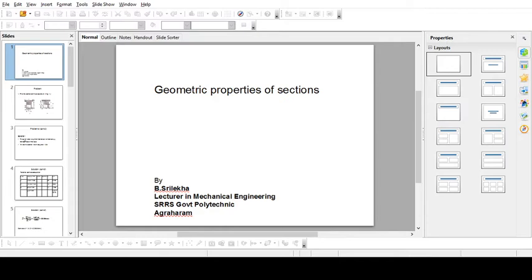Next, for a triangle, it is b by 2, h by 3, where b is the base and h is the height of the triangle. For a right angle triangle, it is b by 3 and h by 3 from the base. For a circle, it is d by 2, d by 2. For a semicircle, it was d by 2, 4r by 3 pi. For a quadrant, it was 4r by 3 pi, 4r by 3 pi.